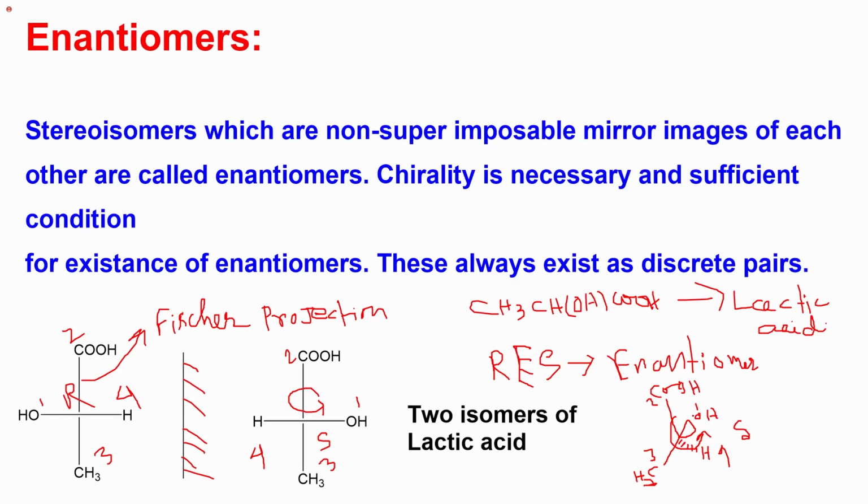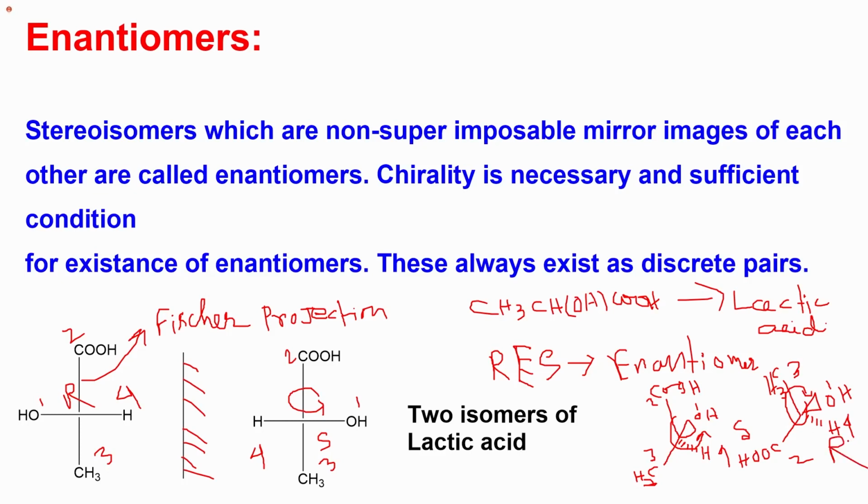So let's say one, then two will be carboxylic acid, and three. So one, two, three. If carboxylic acid is here and CH3 is here, then let's say here it is carboxylic acid, here it is CH3, here it is OH, and here it is hydrogen. Now you see one, two, three, four. This is clockwise, so this will be R.